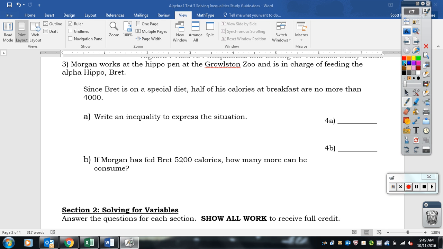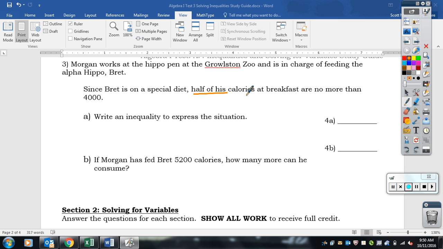Bit of a word problem. Almost easier than it looks. It says Morgan works at the Hippo Pen at Gralston Zoo and is in charge of feeding the alpha hippo, Bread. Since Bread is on a special diet, half of his calories at breakfast are no more than 4,000.